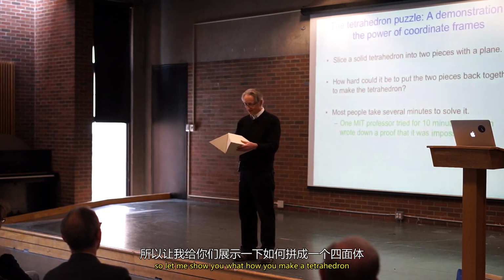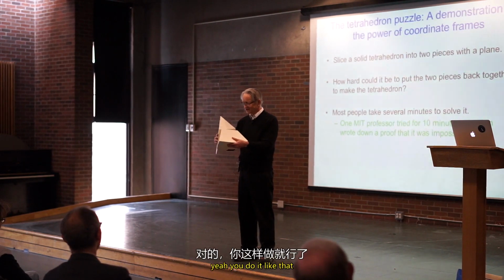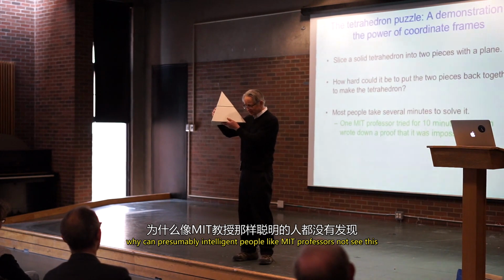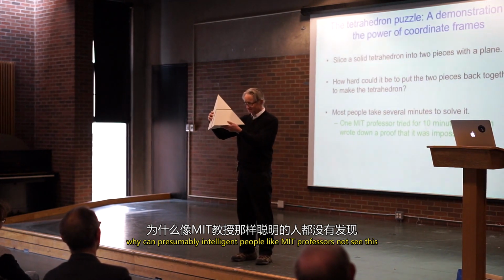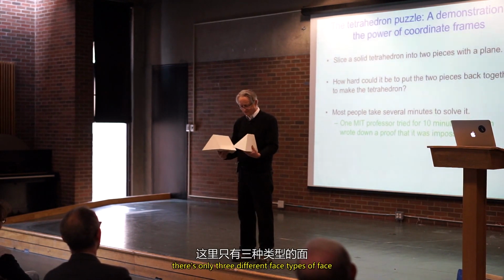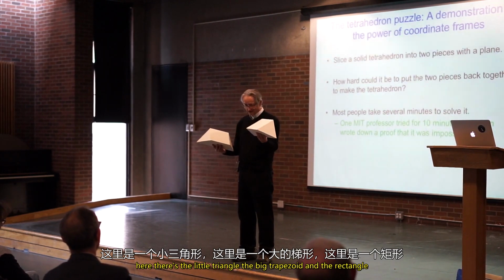So, let me show you how you make a tetrahedron, in case some of you haven't figured it out yet. You do it like that. Okay? And the question is, why can presumably intelligent people like MIT professors not see this? It's not that hard, right? If you think about it, there's only three different types of face here. There's the little triangle, the big trapezoid, and the rectangle.